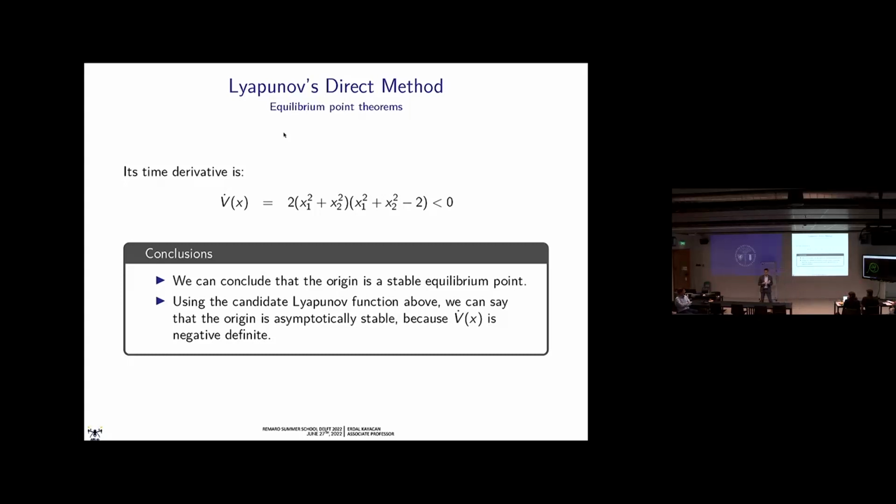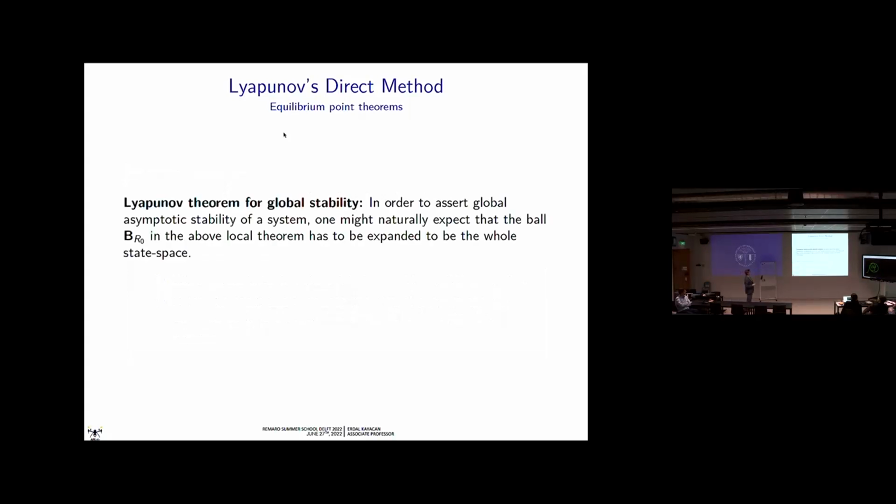So we only need to analyze this for the values of x1 and x2 around the origin. Yes, because the question is, what comment can you make about the origin? This is the question. Yes. Thanks. Okay, so V dot x is negative definite. V dot x is negative definite. So then it's asymptotically stable.